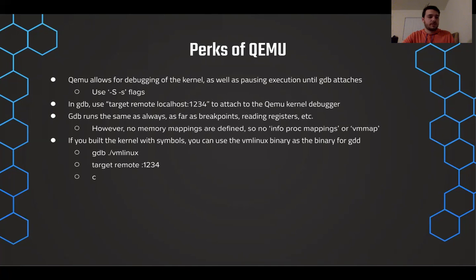So if you want to start it and make sure you understand everything that happens as it starts, you want to use the S flag so it pauses and waits for you. And then the lowercase s is just for the GDB stub. Then in GDB, you're going to run target remote localhost:1234 to attach to port 1234, which is going to be running the QEMU kernel debugger.